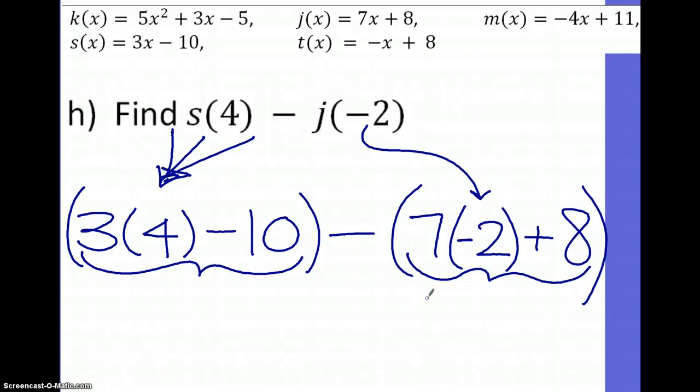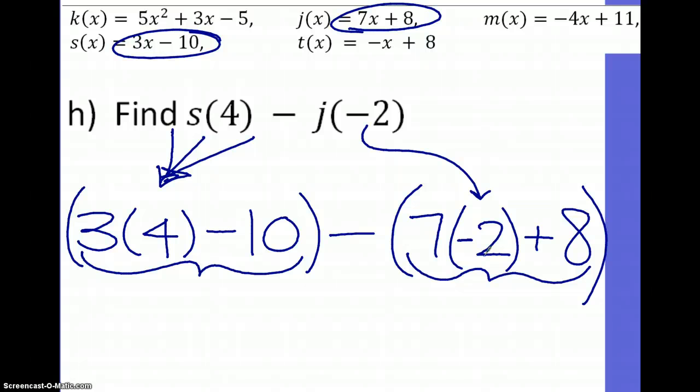So I left off on this problem where we're going to plug in 4 into the S equation, and then we're going to plug in -2 into J, and we're going to subtract those numbers. So I've written out S and I plugged in 4. Take away, I've written out J and I put in -2 for X. So now from here, this is where I left off on the last video.